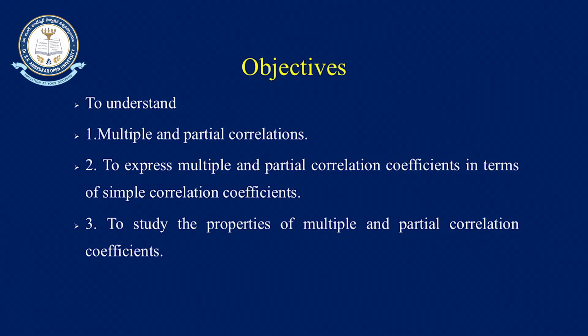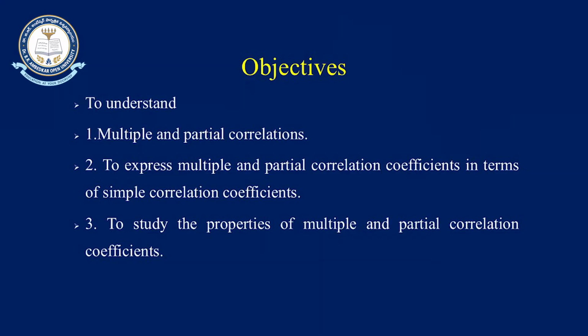In this unit, particularly, multiple and partial correlations. The first objective is to understand how multiple and partial correlations exist, what we can understand from them, and how to solve them. Next, to express the multiple and partial correlation coefficients in terms of simple correlation coefficients, and to study the properties of the multiple and partial correlation coefficients. These three are the major objectives of this unit.